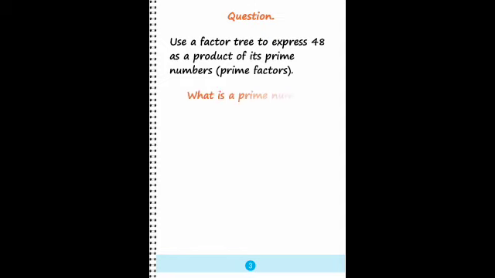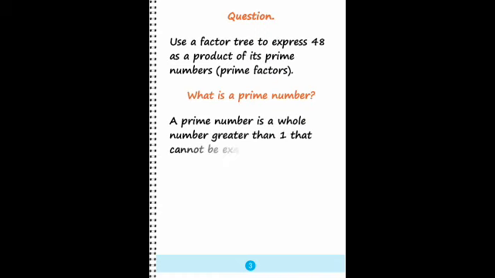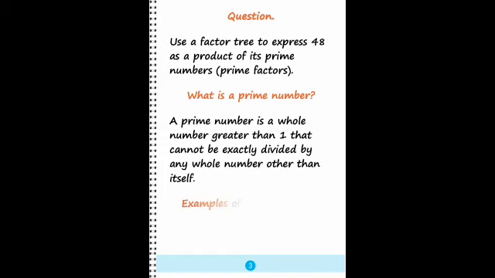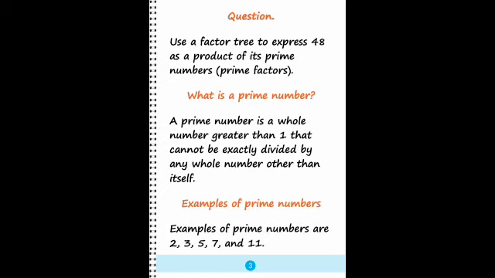What is a prime number? A prime number is a whole number greater than one that cannot be exactly divided by any whole number other than itself. Examples of prime numbers are 2, 3, 5, 7, and 11.